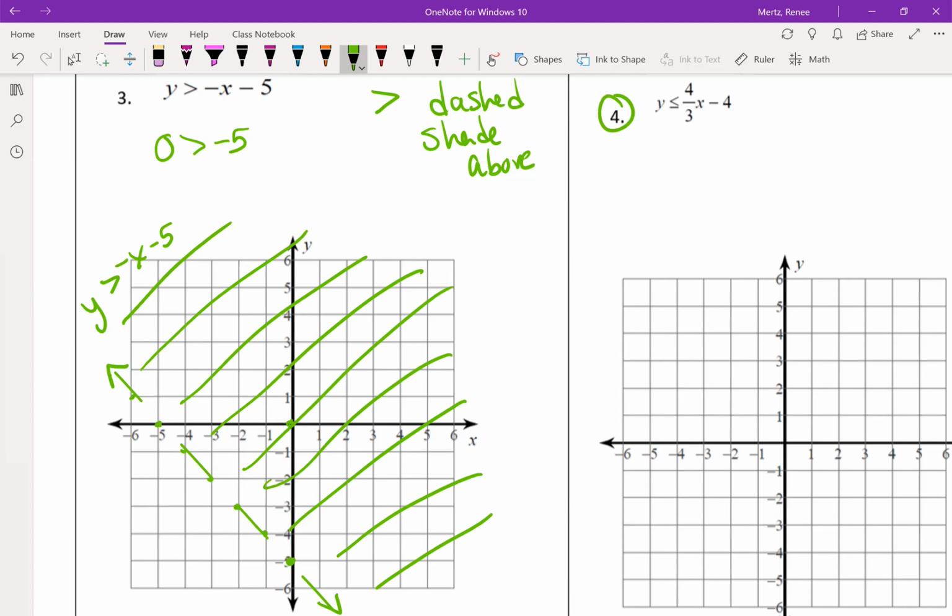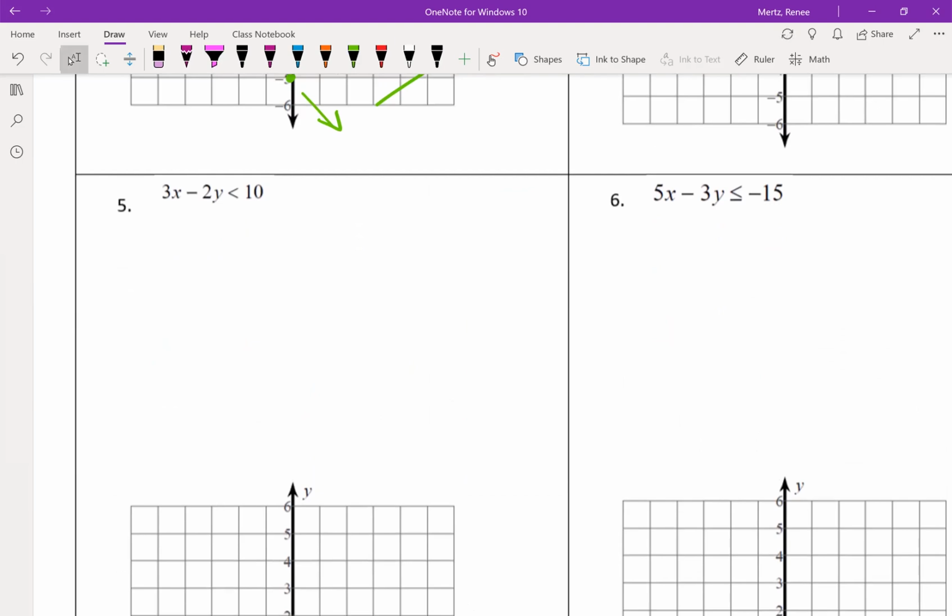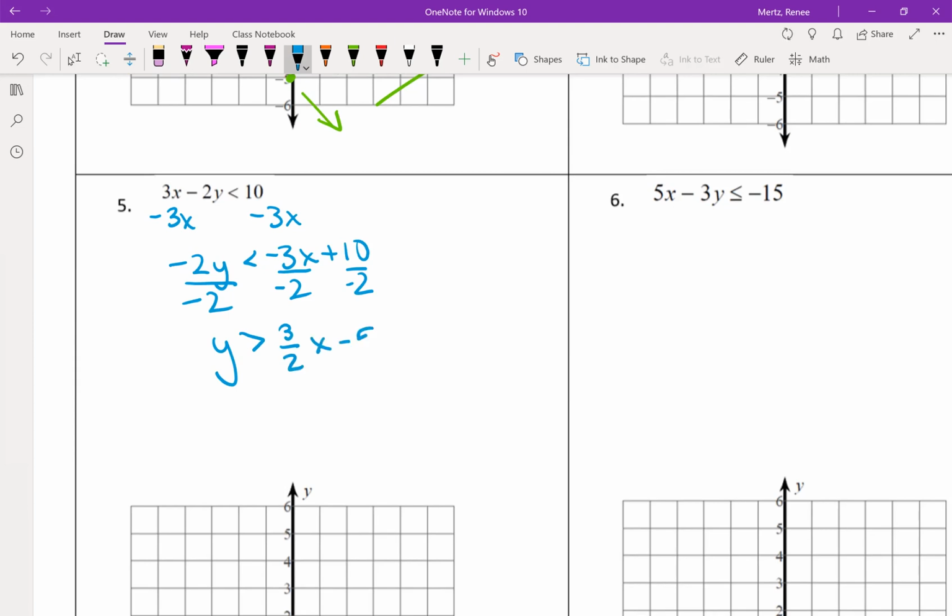You'll try 4. All right, on 5, it's a little bit different because we don't have it in y equals mx plus b form. So first I want to isolate y: negative 2y is less than negative 3x plus 10. Divide by negative 2. Please remember your inequality rule: when you multiply or divide by a negative, you have to flip your sign. So my less than becomes greater than, y is greater than 3/2 x minus 5. Greater than is a dashed line, shade above.